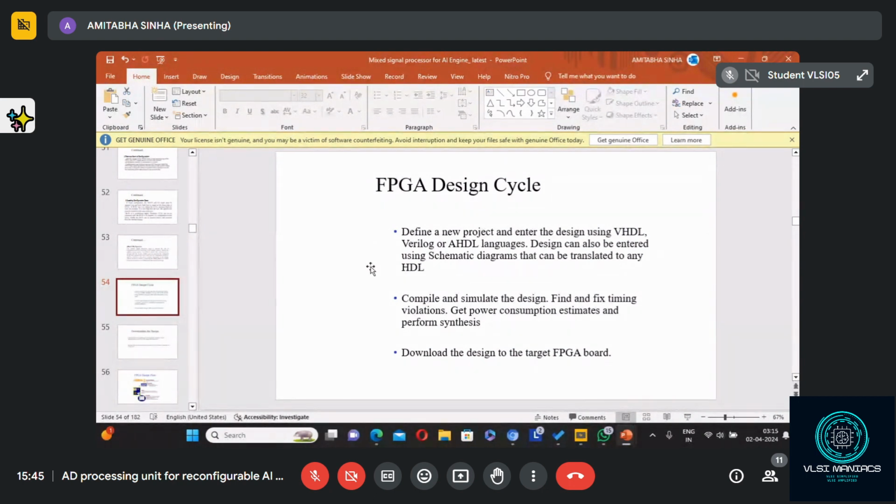And once you draw it, it will translate from the schematic diagram to any hardware description language. Okay, that's what I said. Now, any question?